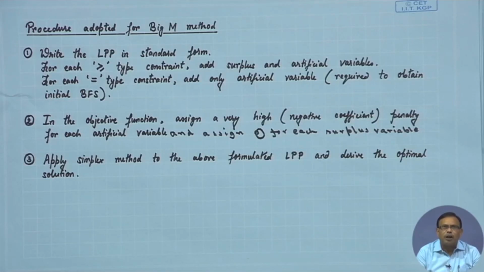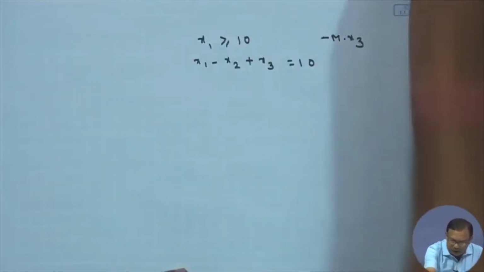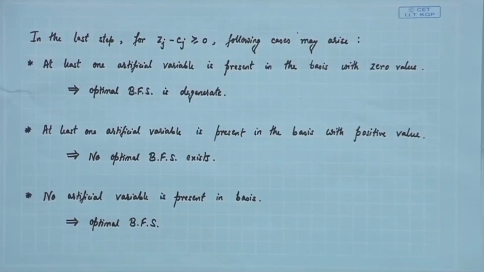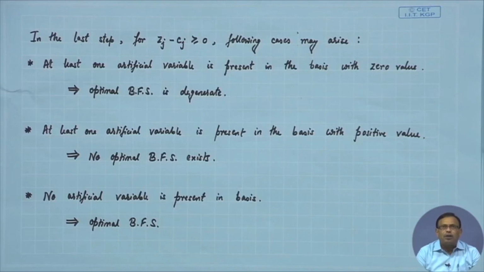So, these are the basic steps which will be followed for the big M method. Next, whenever you are solving the LPP, in the last step we try to find out whether Zj minus Cj is greater than or equal to 0 or not. Whenever Zj minus Cj is greater than or equal to 0, then we say that we can obtain the optimal solution. Now, when Zj minus Cj is greater than or equal to 0, some cases may arise.